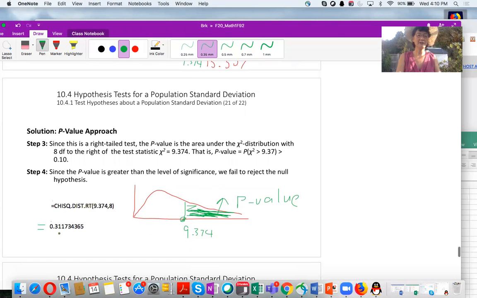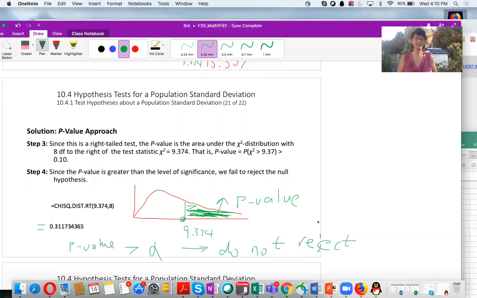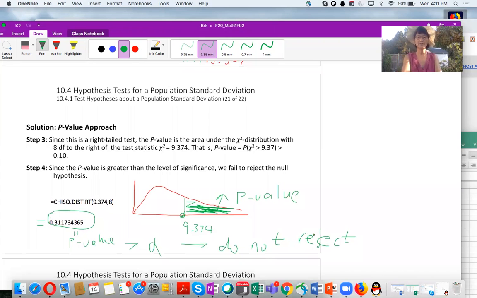Obviously this p-value is greater than alpha. When the p-value is greater than alpha, do not reject H0. See, we get the same conclusion using the p-value method as with the classical approach. So this guy is the p-value. And this example is a typical example of a hypothesis test for population standard deviation.